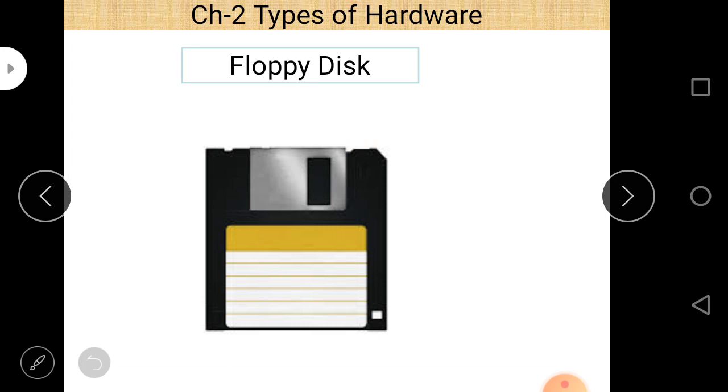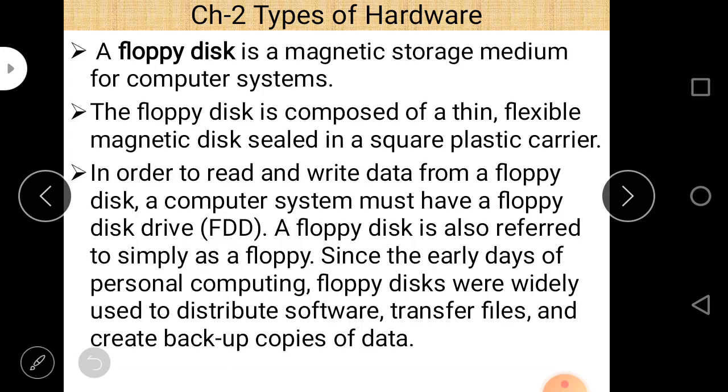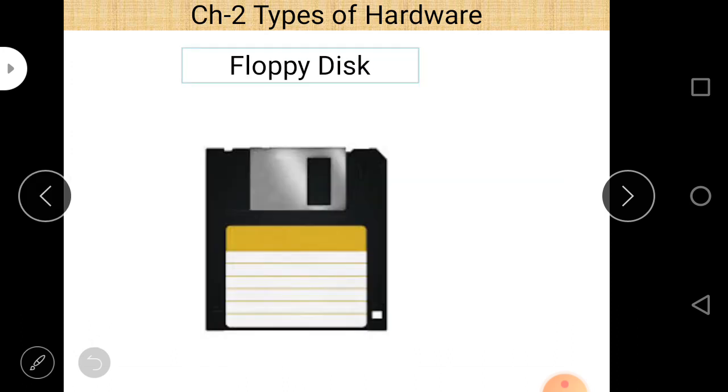So let us start first of all with the floppy disk. We all know about the floppy disk, I think. So let us take a quick look at the points regarding the floppy disk. First of all, this is a type of magnetic memory. Floppy disk and hard disk basically belong to magnetic memory.